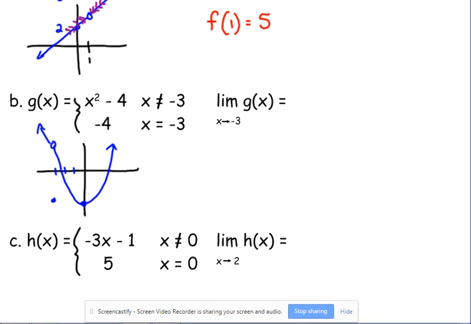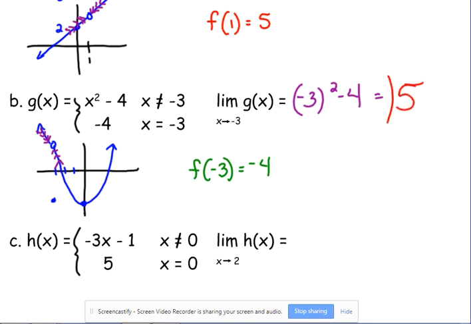But again, that's not the question. The question is not, what is f of -3? That answer would be -4. The question is, what is our function doing? What y value are we headed towards? We are headed towards this y value up here, which is -3 squared minus 4, which is 9 minus 4, which is 5. Okay, this limit is 5.